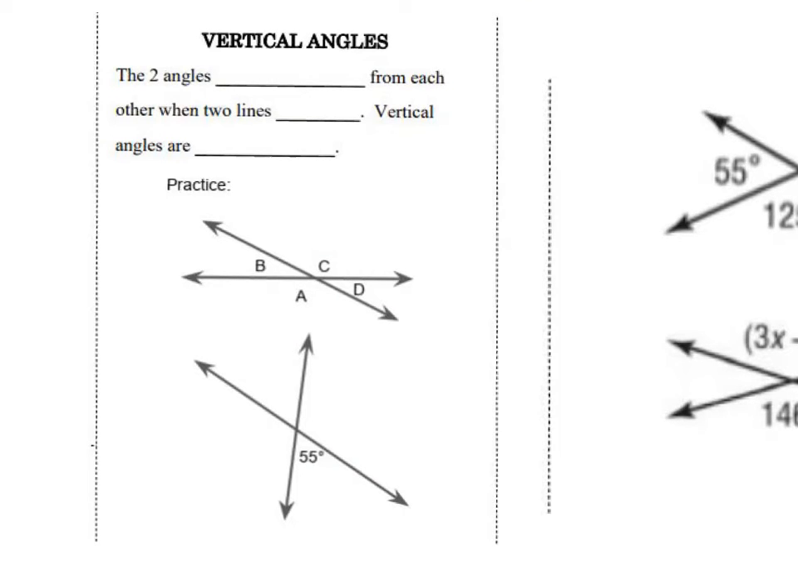Okay, so the next part we're doing, they're called vertical angles. And vertical angles are two angles opposite from each other when two lines intersect. And that means just that they cross. Intersect. Now, vertical angles are congruent.